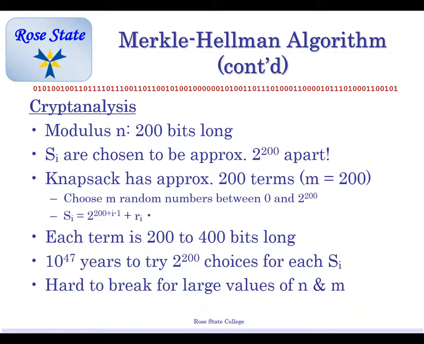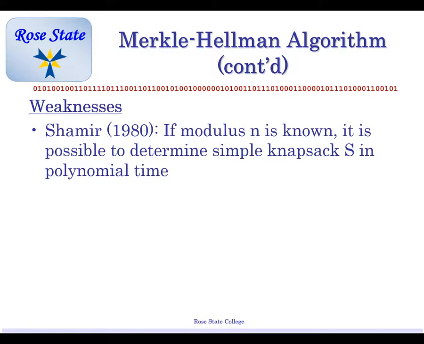It would take 10 to the 47th years to try all 2 to the 200 choices. That's a lot of years. And it's hard to break for very large values of M and N. It hasn't been broken, by the way. Not really broken, but you'll read about it in the book. It says if the modulus is known, it is possible to determine the simple knapsack used in polynomial time. In other words, it's not hard, it just might take me forever, because there are so many digits. And they proved it.